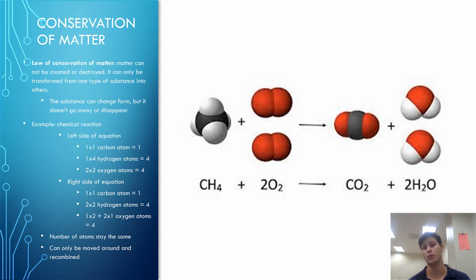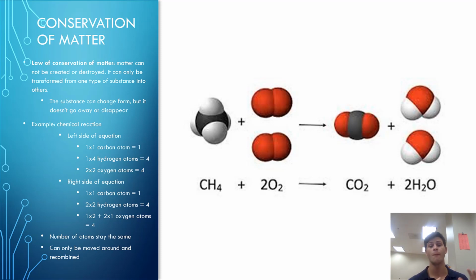So look at this typical combustion reaction. We have methane, CH4, so one carbon atom and four hydrogen atoms, plus two molecules of oxygen, so two molecules each having two oxygen atoms. When we burn methane, so we react it with oxygen, it releases energy, and then we also get one molecule of CO2, so one carbon atom and two oxygen atoms, plus two molecules of water, each of those having one oxygen atom and two hydrogen atoms.